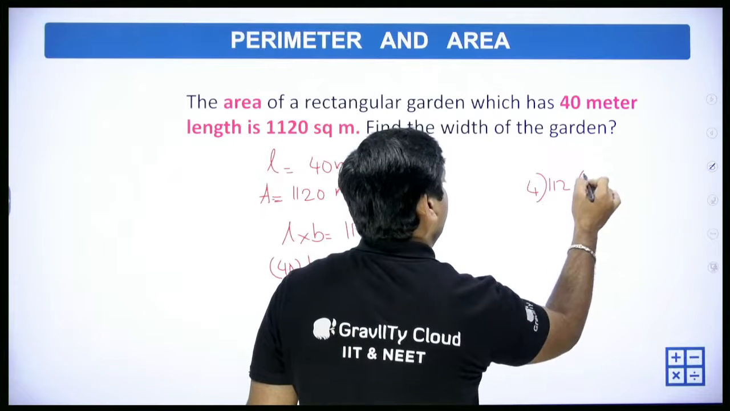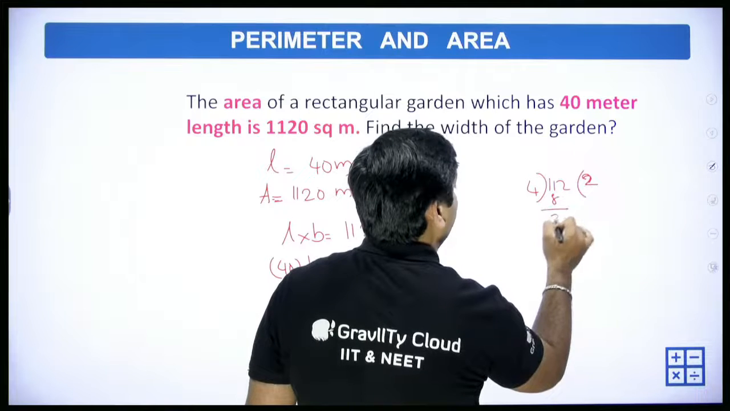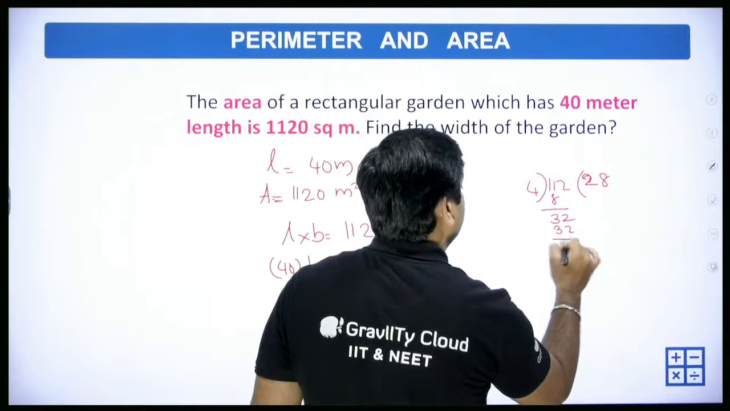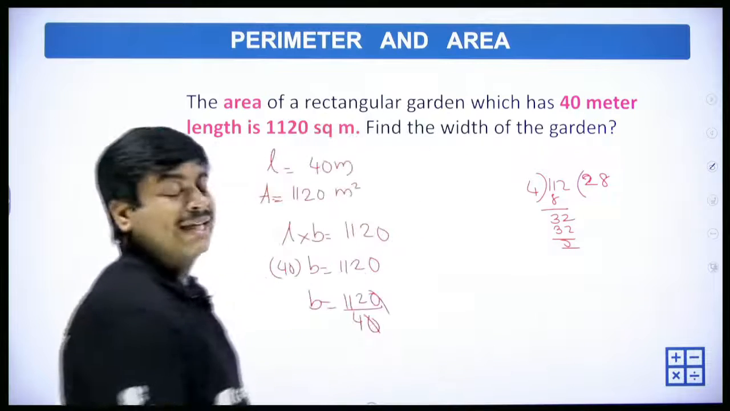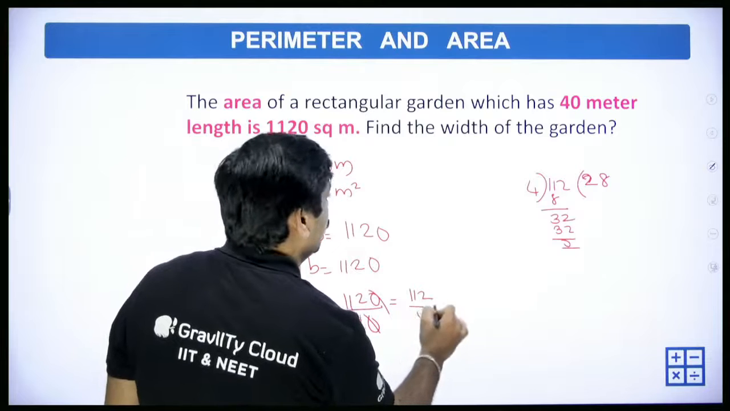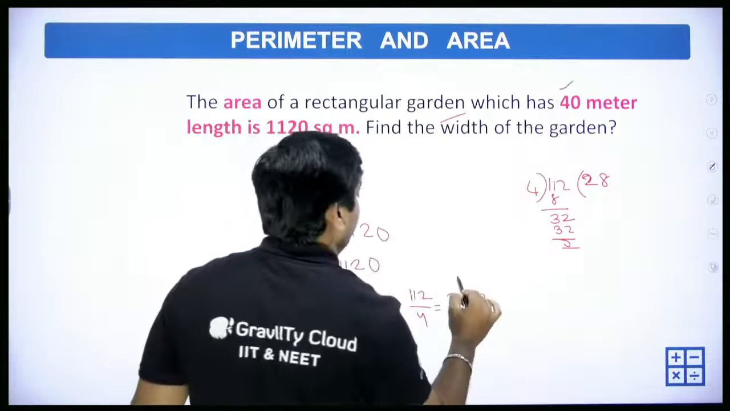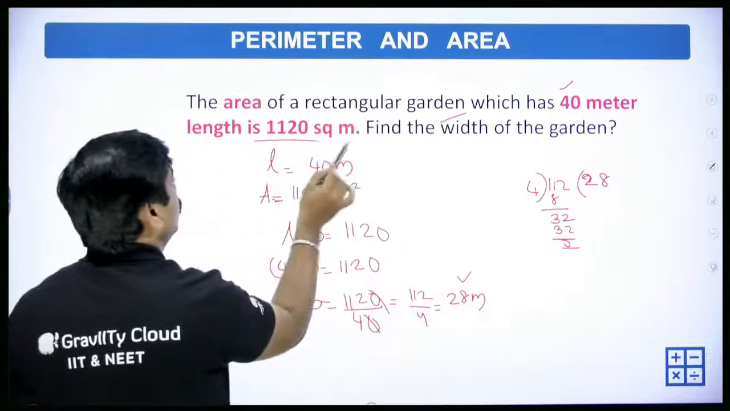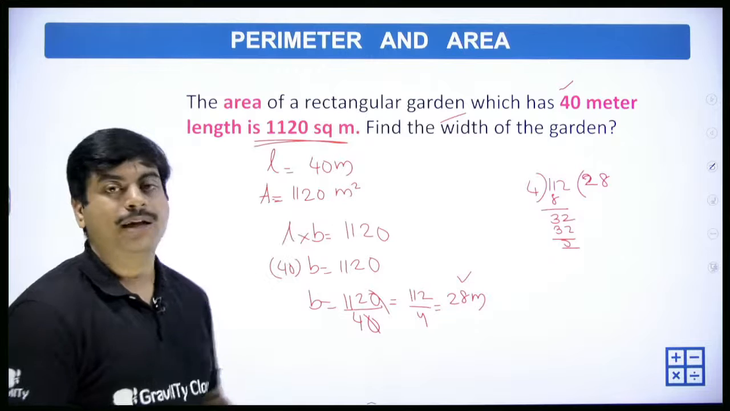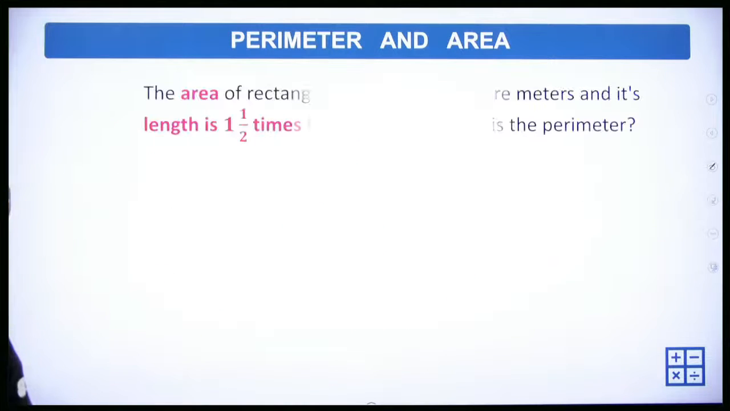4 1s are 4, 4 2s are 8, 4 3s are 12, we'll get 3 2, and 8 4s are 32. So we can keep 28. 112 by 4 is 28 meters. So length being 40 meters, breadth being 28 meters, you will get the total area as 1120 square meters. Okay, so let's move forward to the next question.